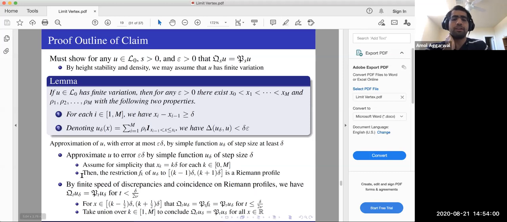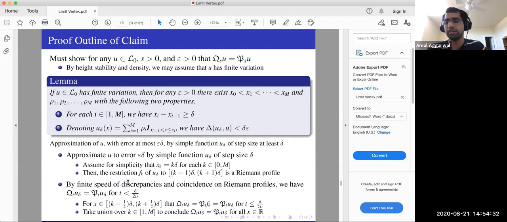Okay, so by finite speed of propagation and coincidence on Riemann profiles, what you can show is that q_t of u_delta is equal to p_t of u_delta whenever t is less than delta over 2 nu. Let me quickly describe how that works. It's not so hard. By finite speed of propagation, I can compare q_t of u to p_t of u on a slightly shrunken version of this interval.